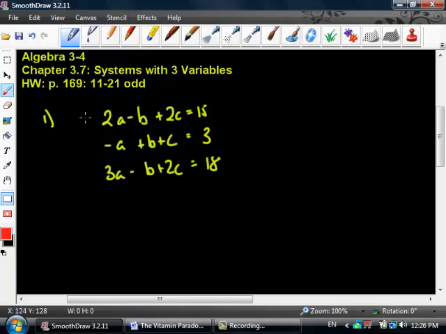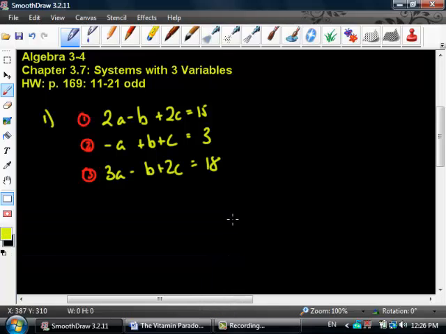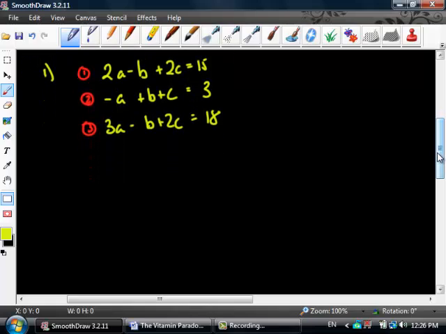First thing I'm going to do is go ahead and number all three of my equations here. It just helps me stay organized. So I'll often refer to them as 1, 2, or 3.